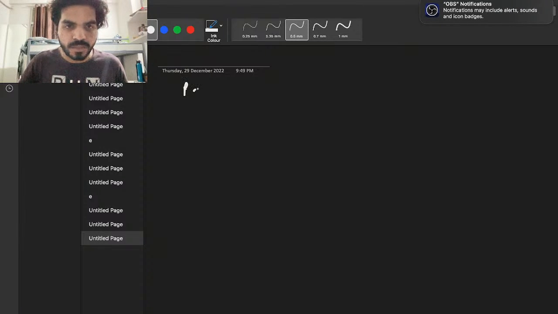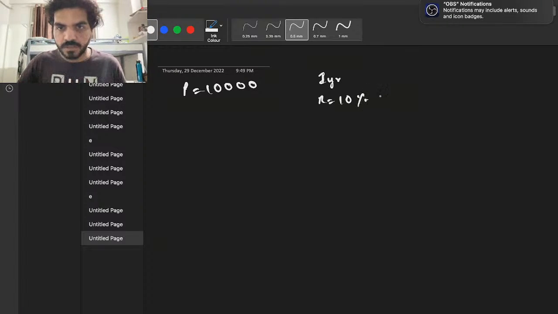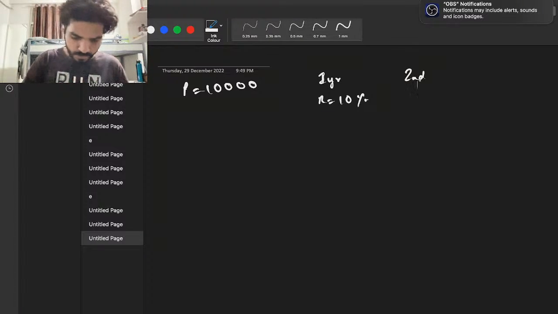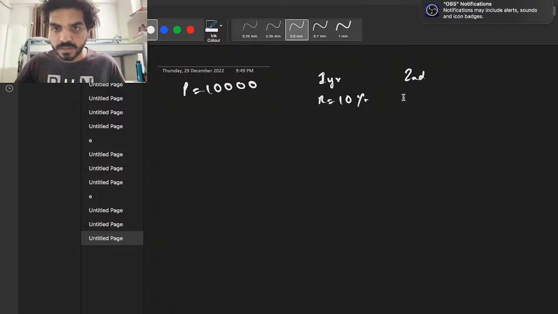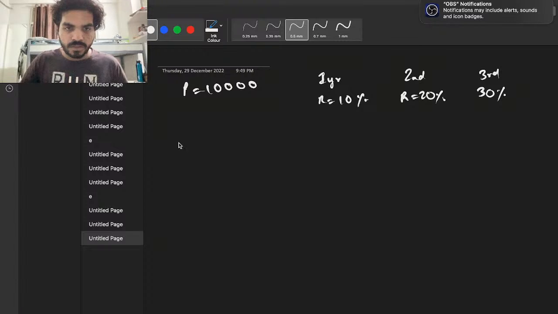A question. Principal is 10,000. First year, R is equal to 10%. Second year, 20%. Third year, 30%. Here also we'll need to solve it.